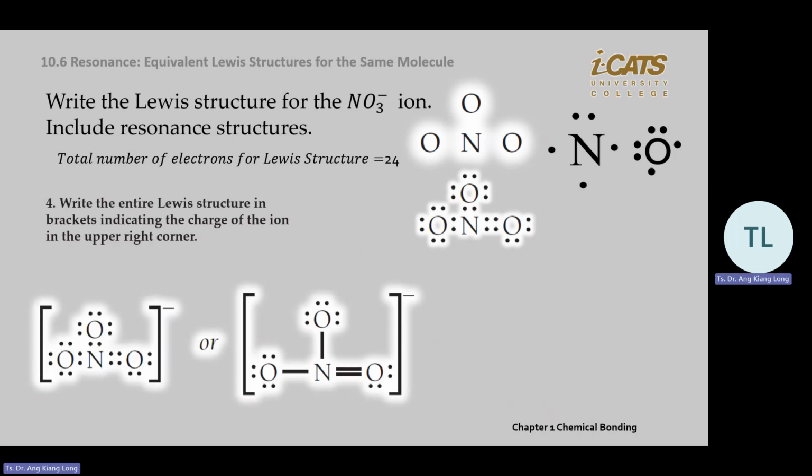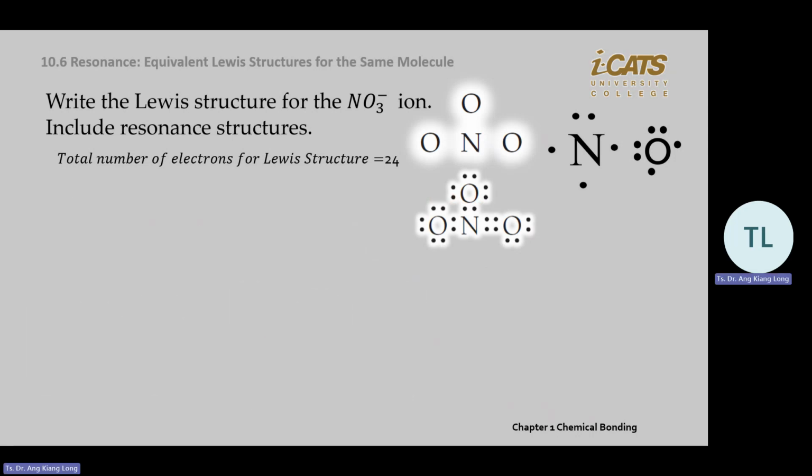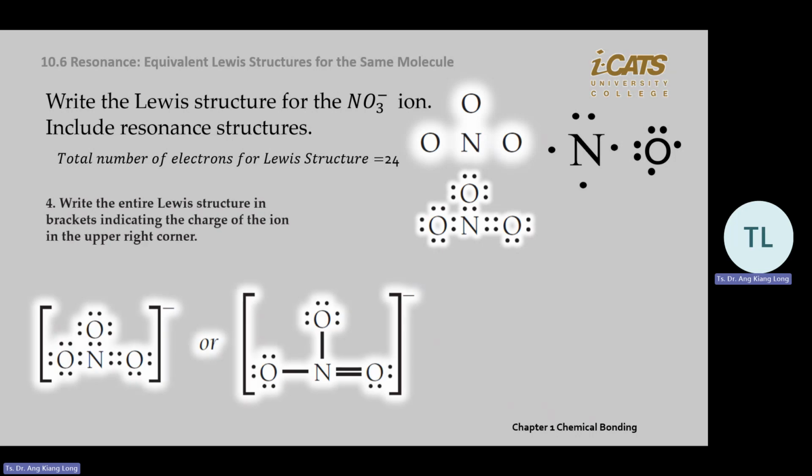So the final answer will be like this. Remember, because this is charges, add the bracket with the negative sign or positive sign at the right of the bracket. Then change the double dots into lines to show bonding, because this step is important when you go to another chapter later, to predict the shape of the structures.